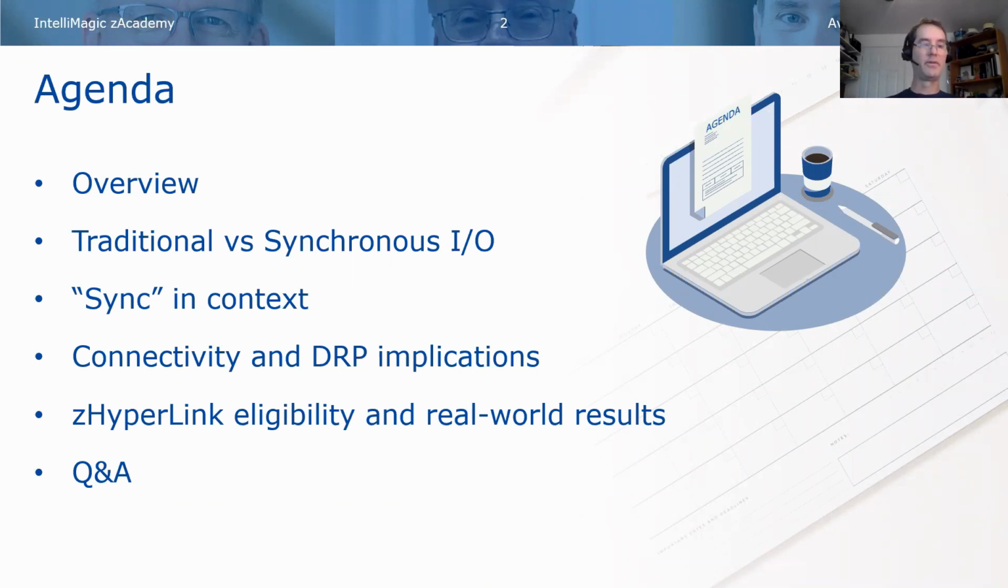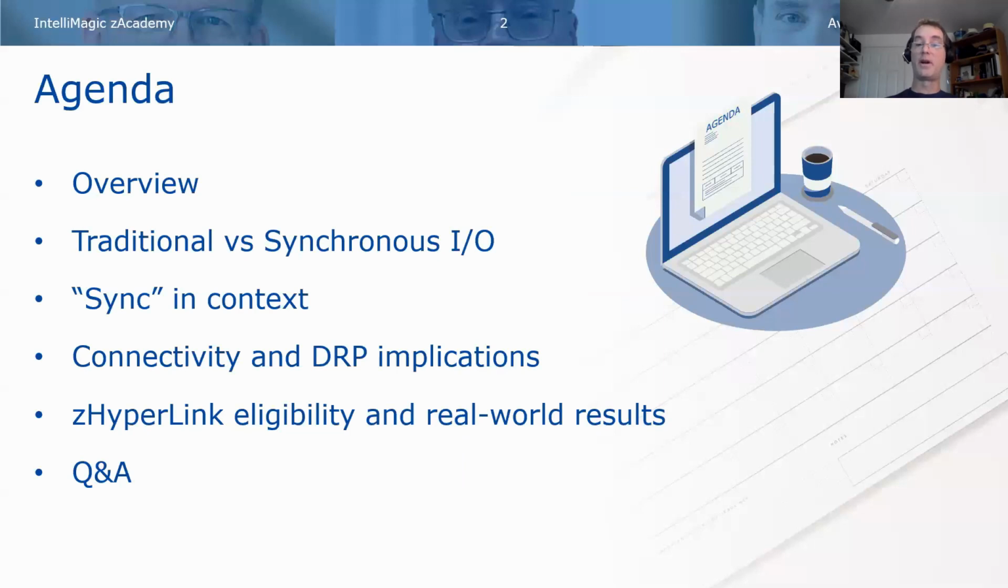So the agenda here: a little bit of an overview, traditional versus sync IO. I'm going to talk about sync a lot in context. zHyperlink is sometimes referred to as synchronous, but there are many other contexts in which we use the word synchronous, referring to IO and other things. So we'll set those things straight. Then the hardware, the connectivity, and disaster recovery implications that may come into play if this is something you're looking at. And then the best part, we'll look at some real world results.